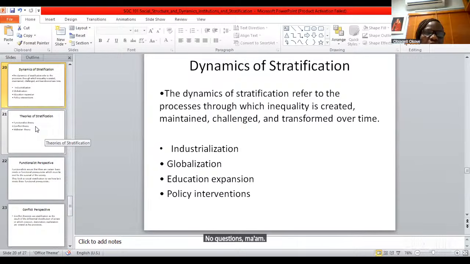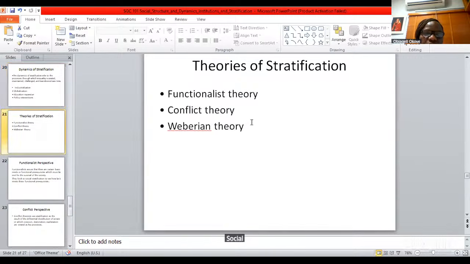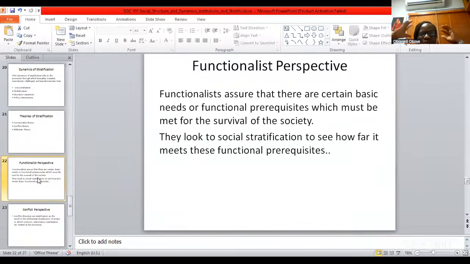So let's look at theories of social stratification. You have functionalist theory, conflict theory, and Weberian theory. But we are going to look at the functionalist theory and the conflict theory. So the functionalist theory: there are certain basic functional prerequisites which must be met for the survival of the society. Social stratification is examined to see how far it meets these functional prerequisites.